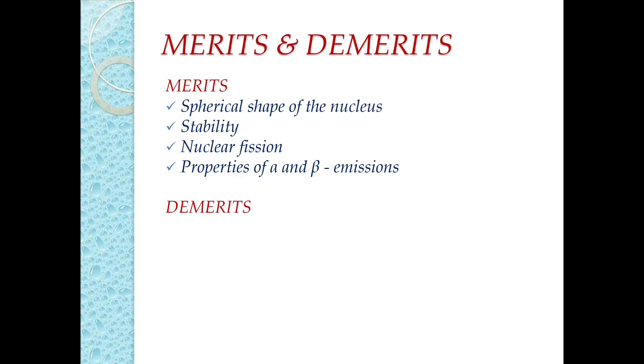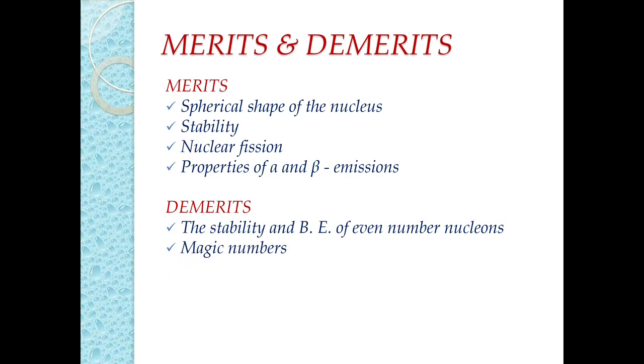Though it was able to give satisfactory results, there are a lot of demerits and limitations to this model, because it is a crude model. It was not able to explain the stability and the binding energy of especially even-numbered nucleons. The even-numbered nucleons have more stability than the odd or even-odd nucleons. And we all know about the magic numbers. The magic-numbered nuclei have more stability. Why these numbered nucleons are more stable was not explained by the liquid drop model.